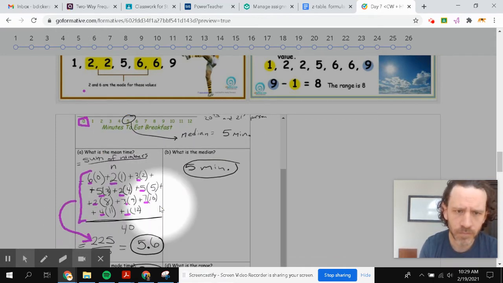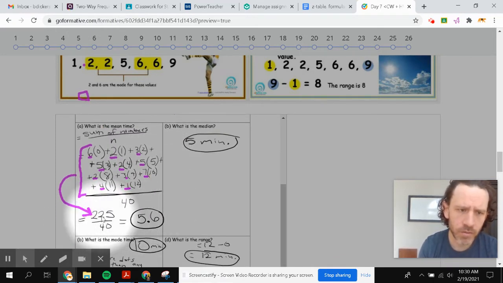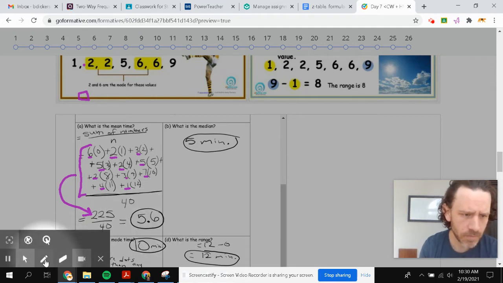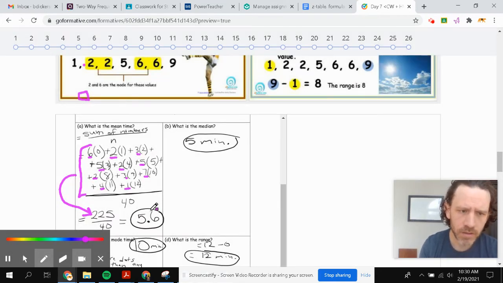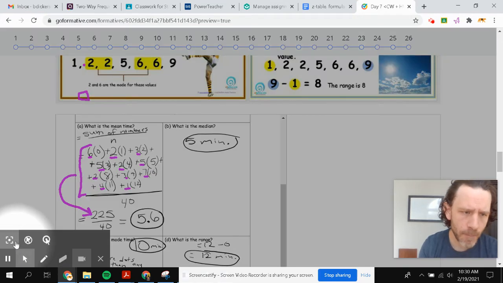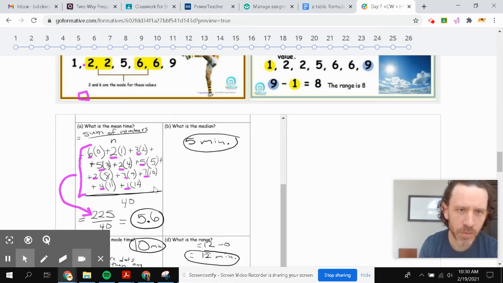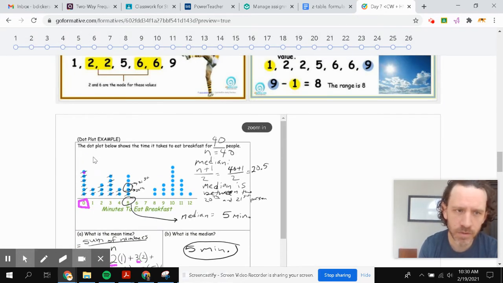Okay. And then I do the 225 divided by 40, and I get my answer of 5.6. Done. All right. So that's mean. Let's talk about median. Now, if we remember what the median is, it's the middle number, right?